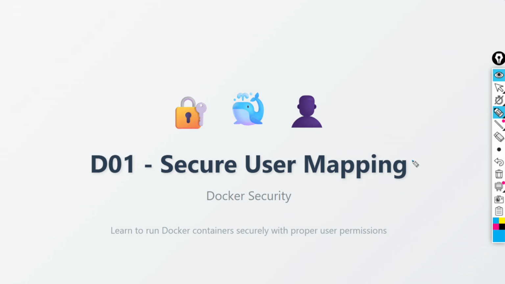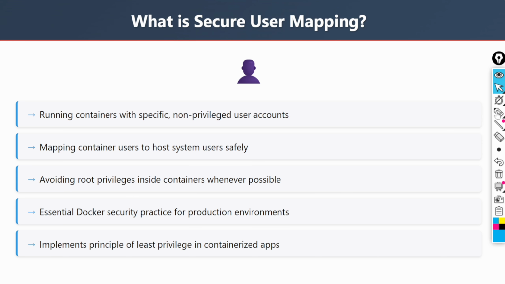Let's enter into D01, which is OWASP Docker Top 10 Secure User Mapping. So let's see what exactly secure user mapping is. Secure user mapping is nothing but running containers with a specific non-privileged user account. The user should not have root permissions, and it means mapping container users to host system users safely and avoiding root privileges inside the containers whenever possible.